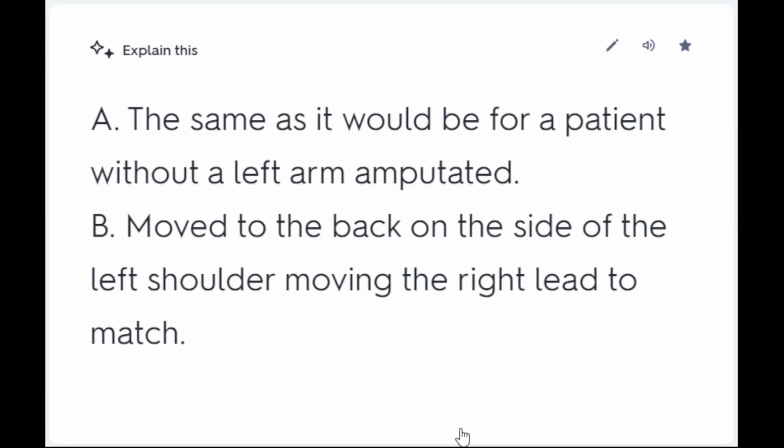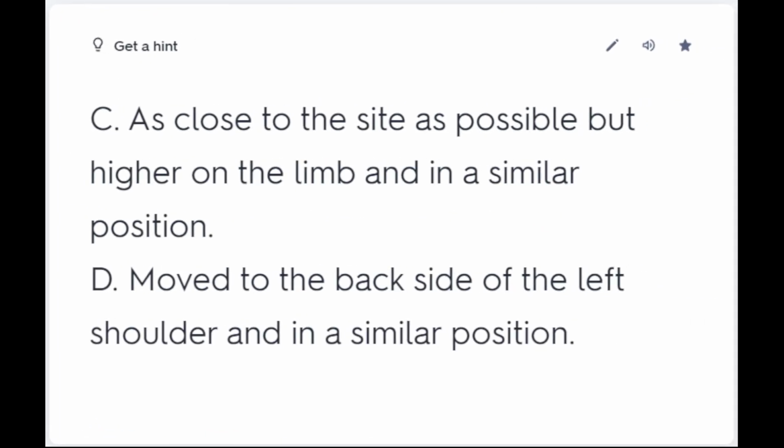A. The same as it would be for a patient without a left arm amputated. B. Move to the back on the side of the left shoulder, moving the right lead to match. C. As close to the side as possible but higher on the limb and in a similar position. D. Move to the back side of the left shoulder and in a similar position.